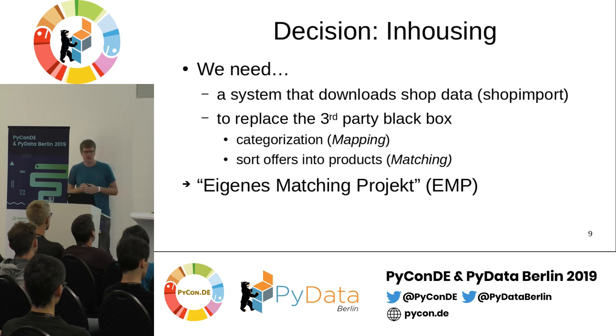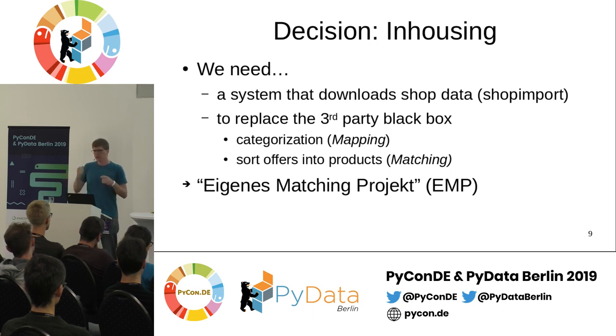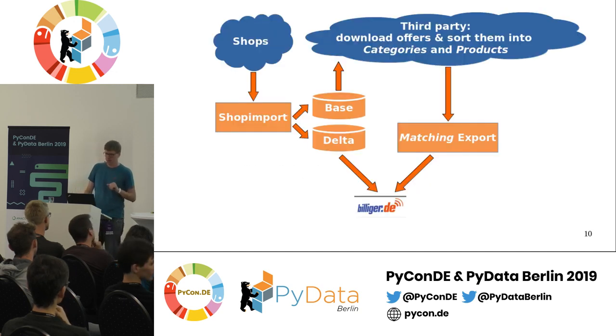It's actually a bit too coarse-grained for what it really is because it's a categorization. But okay, mapping is a name that was used. And there's sorting the offers into products. So a bunch of offers that describe the same thing are considered to be a product. And this was called matching. It was rather matched together. And this was called our eigenes matching project, our very own matching project. And let's see how this went.